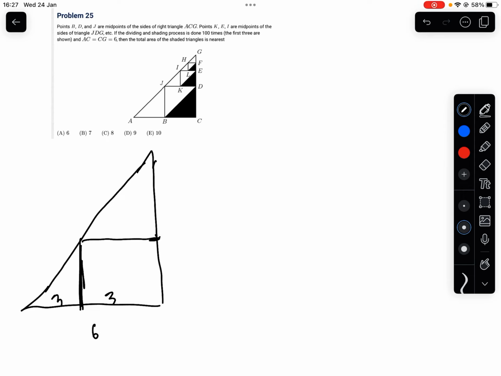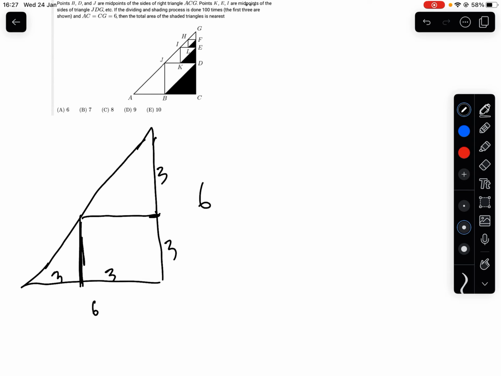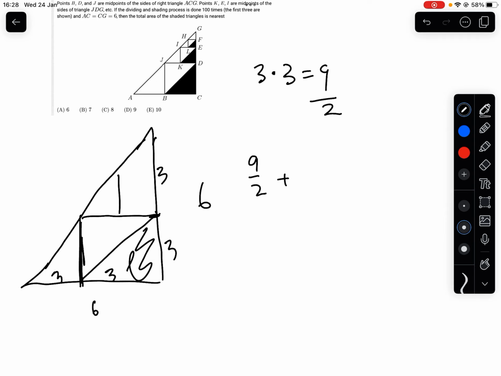And if this is 3, this hits the midpoint, and this is also 6, which means this must also be 3, and this must also be 3. Therefore, the area of this first square is going to be 3 times 3, which equals 9. But the shaded region is half of the square, so we need to divide it by 2, which means the shaded area of our first square is going to be 9/2.